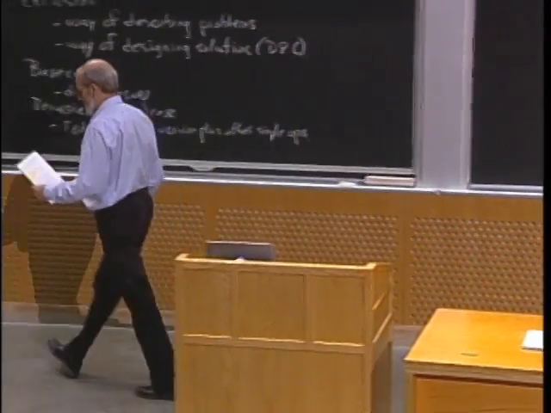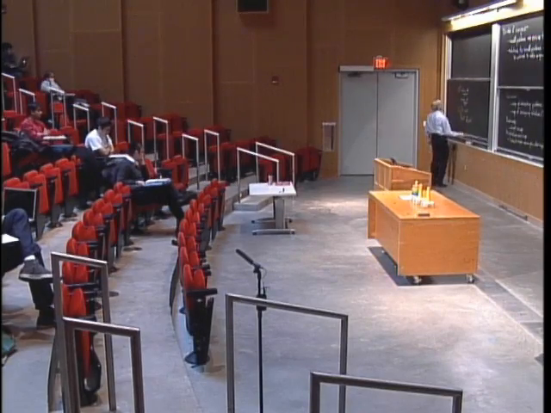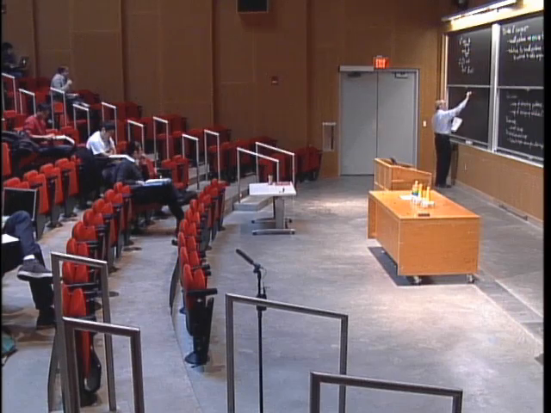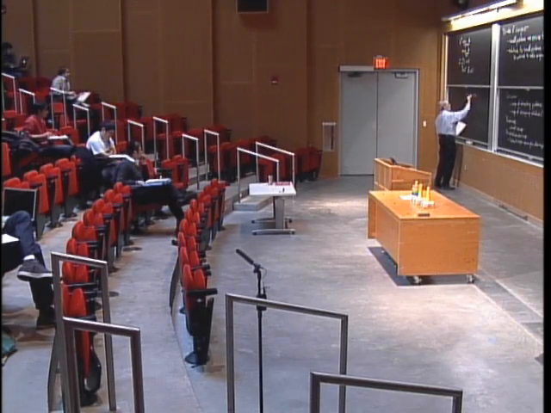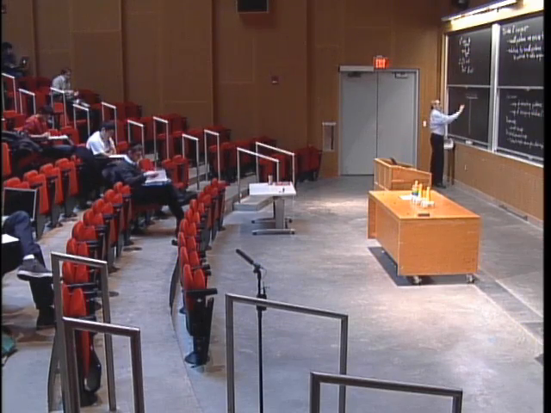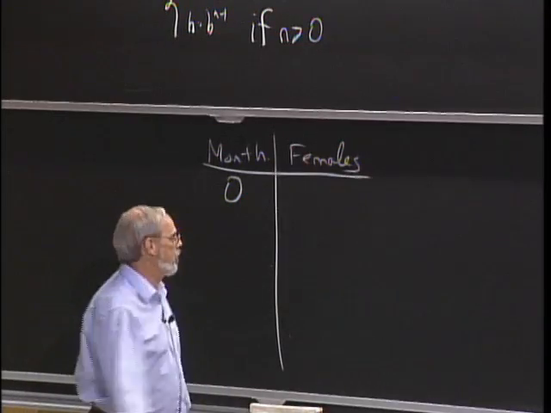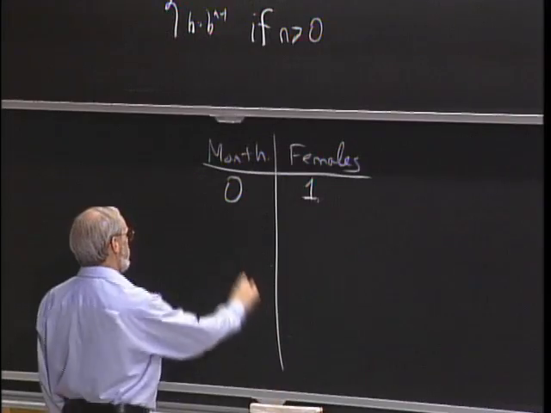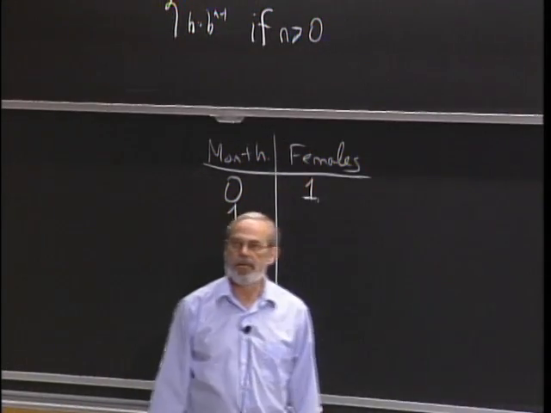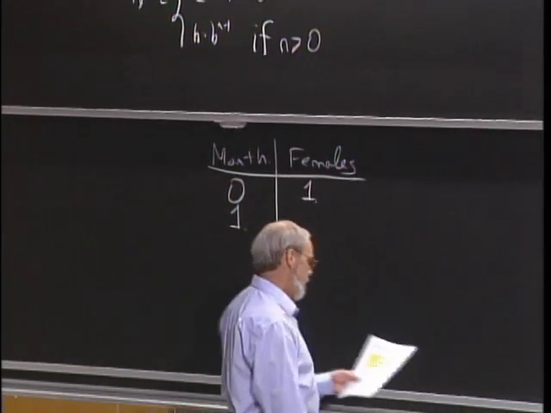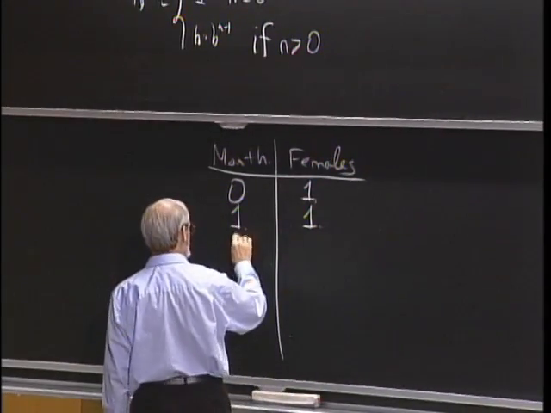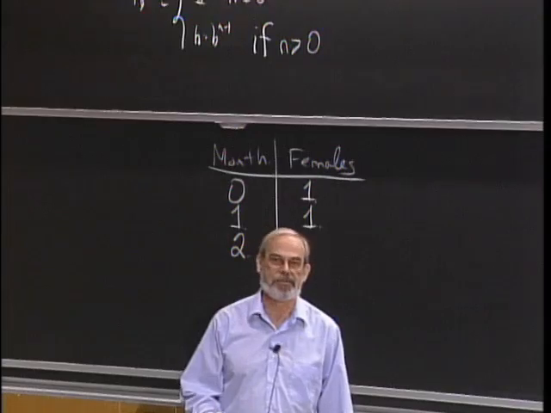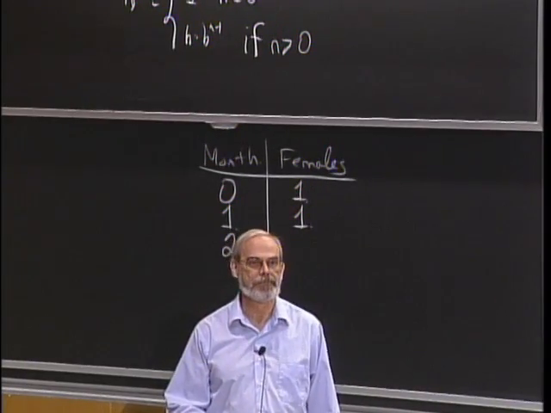Okay, let's see if we can figure this out. So I've got, okay, at month 0, when it starts off, there's 1 female rabbit and 1 male rabbit. At the end of the 1st month, there's still 1 female rabbit, but she's now pregnant. Okay? So there's still 1. At the end of the 2nd month, what do we have? Well, that initial female is still there, and she has produced 1 pair. So there is a 2nd female.